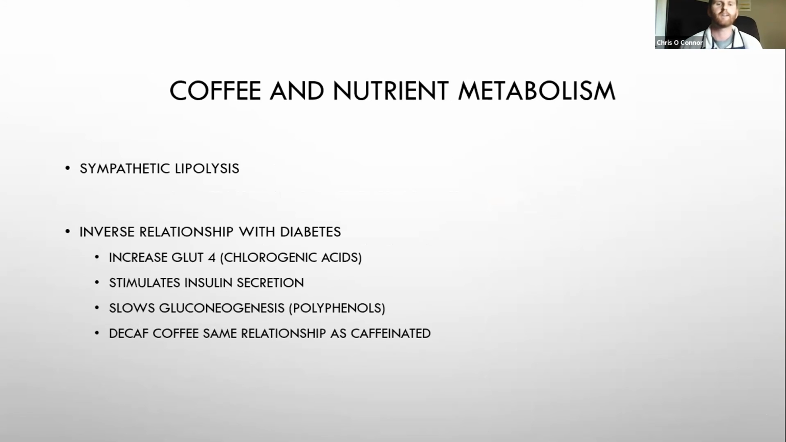So the sympathetic nervous system is going to stimulate lipolysis, so you're going to have a little bit more lipids flowing around. So it might help with reducing fat, but I didn't really look too much into research on that. There's a really strong inverse correlation with diabetes and coffee consumption, as much as 33% less risk for females and 18% for males. So it's pretty significant.